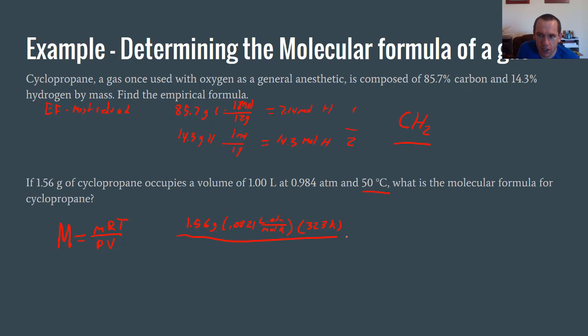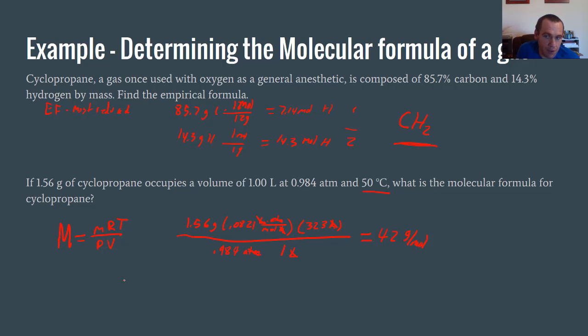by pressure. We have a pressure of 0.984 atmospheres times volume, and we have a volume of 1 liter. So this liter cancels that liter, this atmosphere cancels that atmosphere, this Kelvin cancels that Kelvin, and we will be left with grams per mole. And so if we work this math out, 1.56 times 0.0821 times 323 divided by 0.984, that is equal to 42 grams per mole. So this tells me every mole of cyclopropane has a mass of 42 grams.